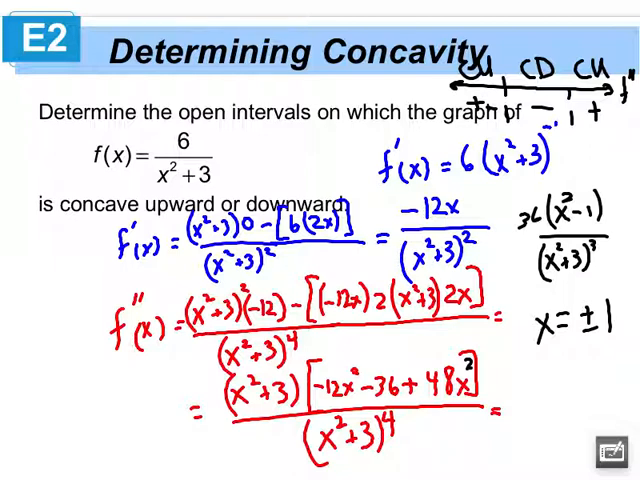Then you do some interval notation: negative infinity to negative 1, and 1 to infinity for concave up, and concave down would be negative 1 to 1. How do you notate that? Do you just write CU in front of brackets? Oh, I see what you're saying. Yeah, you could.